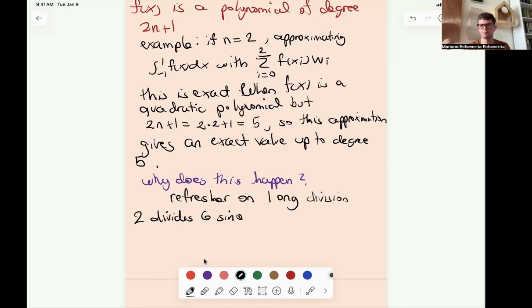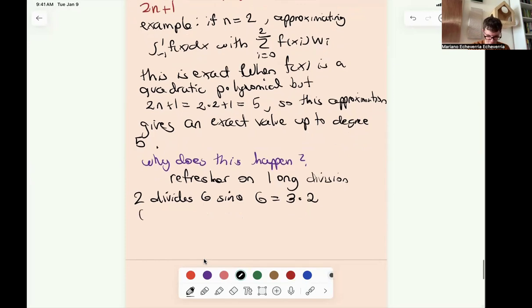Since 6 is 2 times 3, let me write it that way. You would say that 2 divides 6 because 2 appears as a factor of 6, right? That's kind of natural.